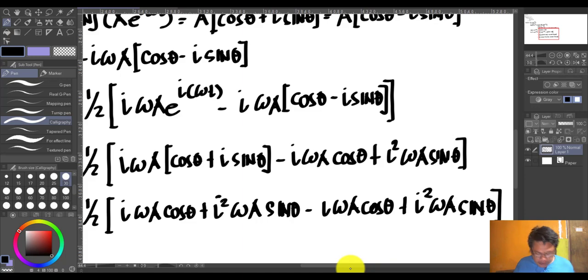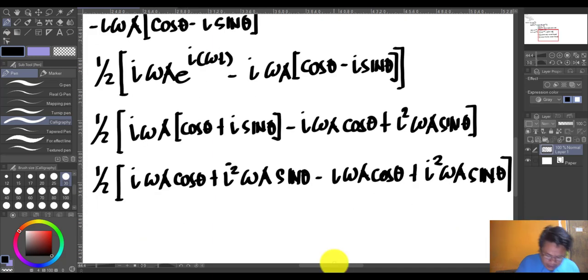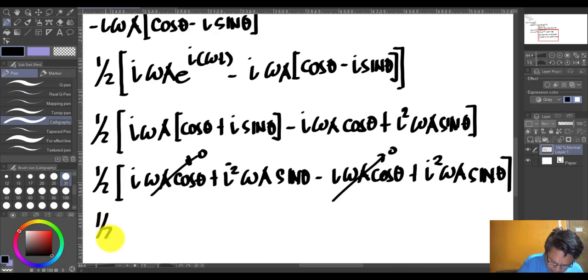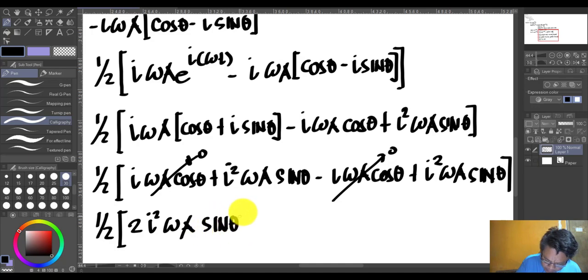Okay, so from here we're able to determine that this one and this one, so I can rewrite here, the one that will be cancelling is my cosine, so this one will cancel out and this one will be cancelled out. Okay, and I can rewrite my equation here, we have 1/2. So combine both terms here, so I have my 2 i squared ω A sine of theta.